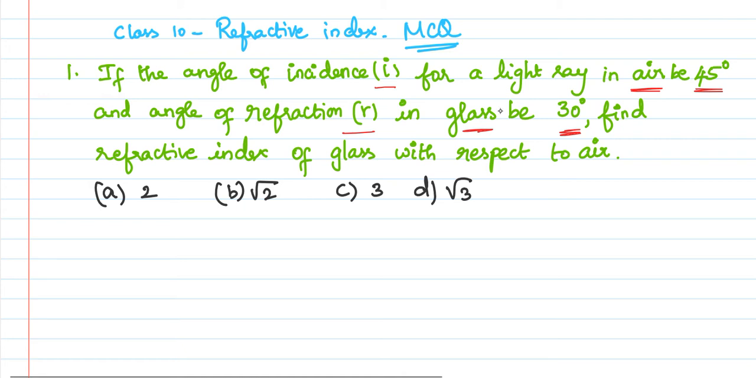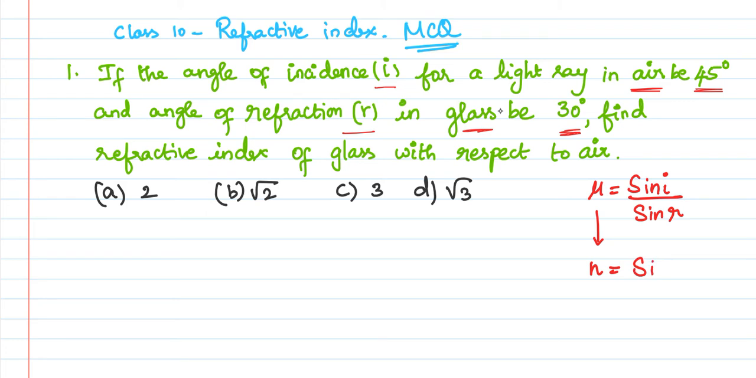So let us see a little recap of the formula. That is mu is equal to sin i by sin r. Or as per the NCERT textbook, it is given as n is equal to sin i divided by sin r. So this is the way to find the refractive index of glass with respect to air. So let us see how we are going to proceed with the formula. So it is n is equal to sin i divided by sin r.